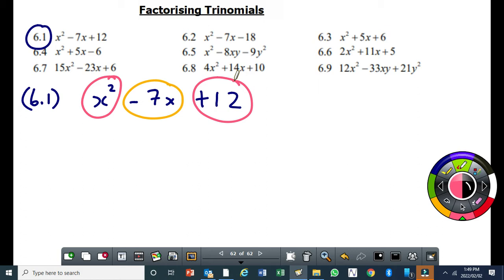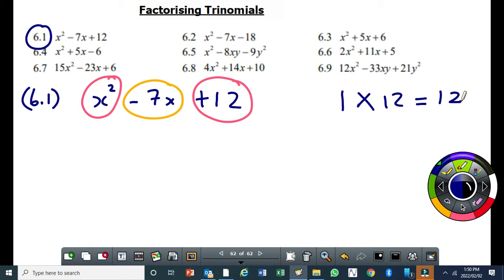So in my case, the method that I use is this. What is the coefficient of x squared? It's a 1. So we've got 1 times, what is the constant? It's 12. So 1 times 12 gives you 12. Then we now need to find factors of 12, that is the product of 1 and 12, such that if you add those two factors, they give you the coefficient which is minus 7.